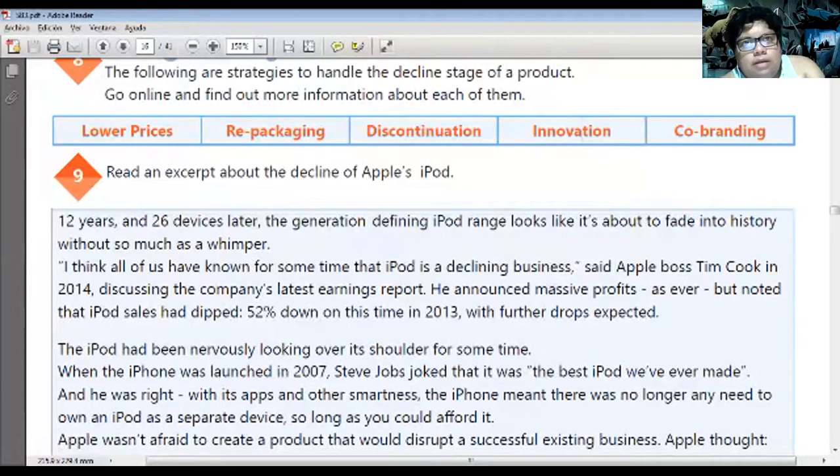Innovation may be when they redesign the product and they add something new to the product, like if we're talking about clothes, they give different colors or different designs to the shirts, for example. I don't know. Innovation. Good.